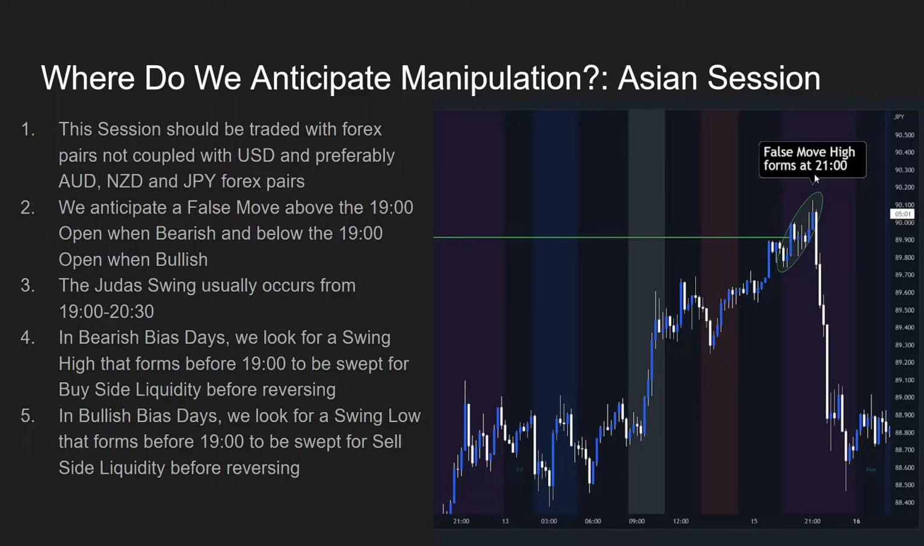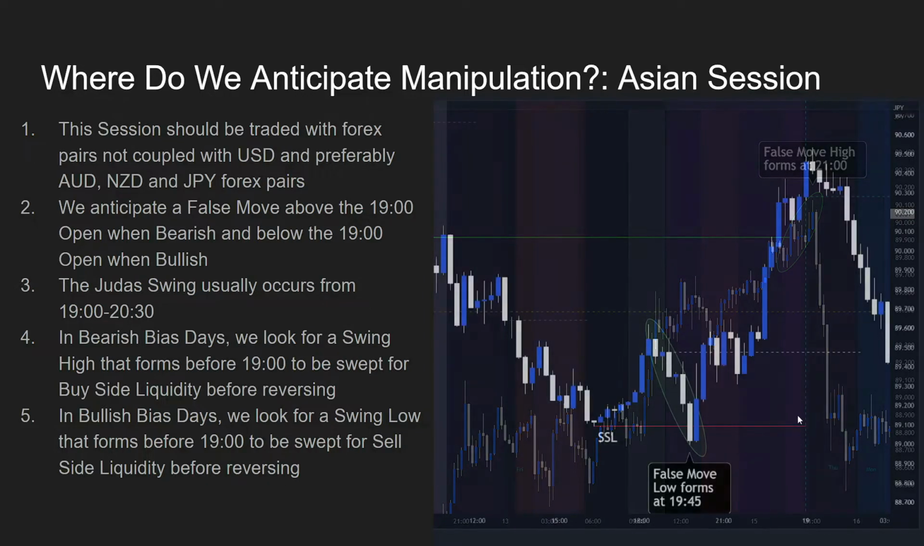But here's a false move high that forms at 9 p.m. It's outside of the time range that I delineated of 7 to 8:30. This isn't an end all be all. It's just a statistical thing. This is usually where it forms. You're going to find outliers, and I discuss more of outliers of false moves in the next slide. But anyway, we get a high that formed at 9 p.m. and then an extreme sell-off from there.